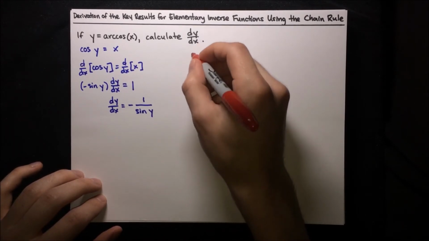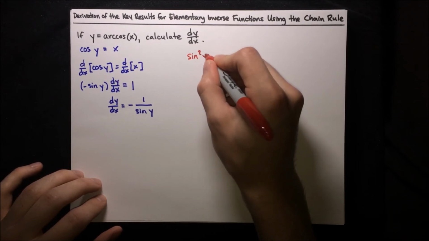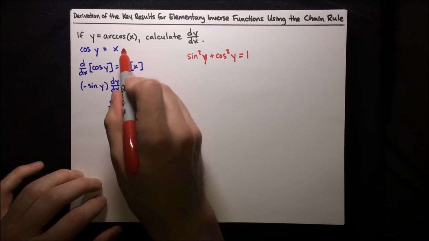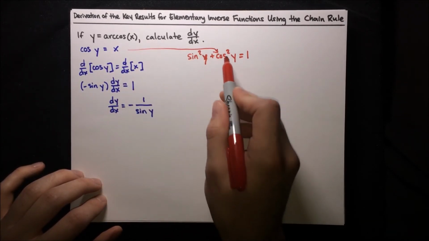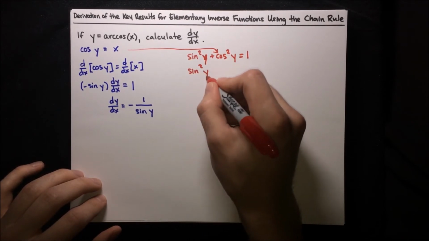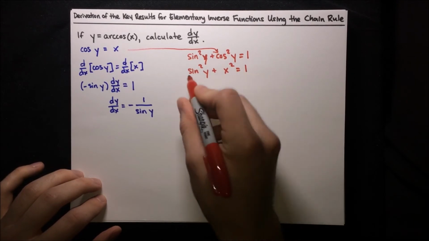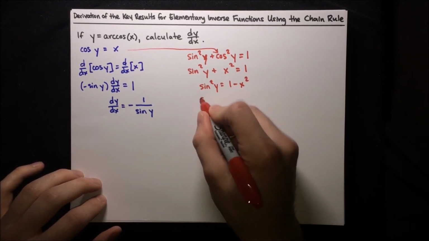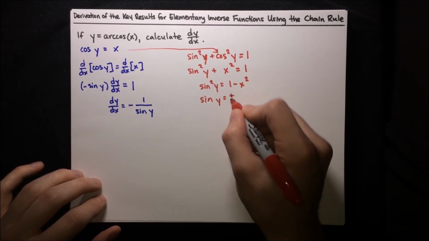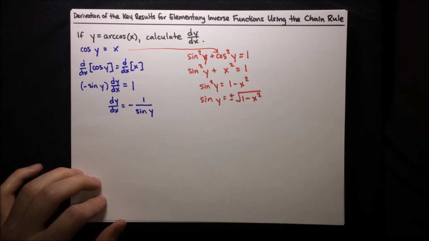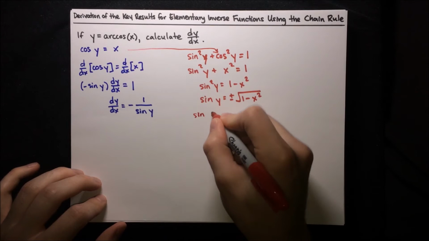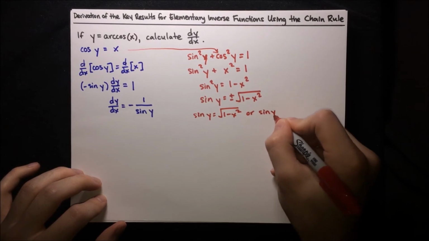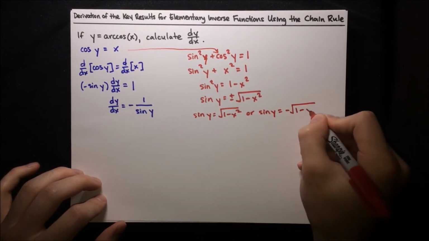So what do we do? Well, we use the Pythagorean identity, sine squared y plus cos squared y equals 1, and then we'll just take this cos y equals x and sub that in for cos y here, and we'll get sine squared y plus x squared equals 1. Solve for sine y, get sine squared y equals 1 minus x squared, so sine of y equals plus or minus root 1 minus x squared. So that leaves us with two possibilities, either sine y equals positive root 1 minus x squared, or sine y equals negative root 1 minus x squared.